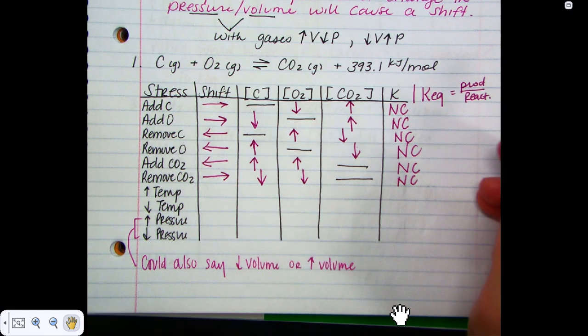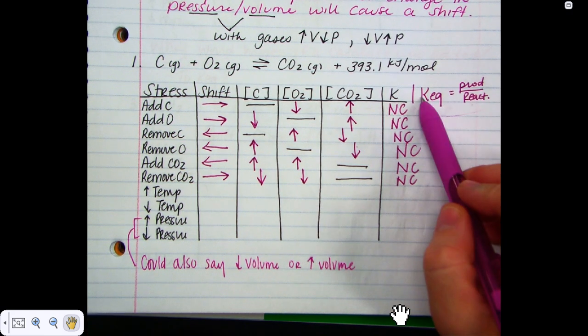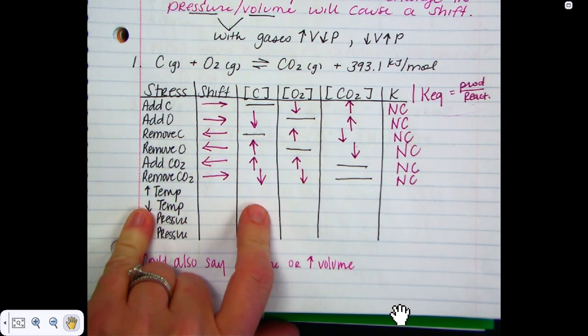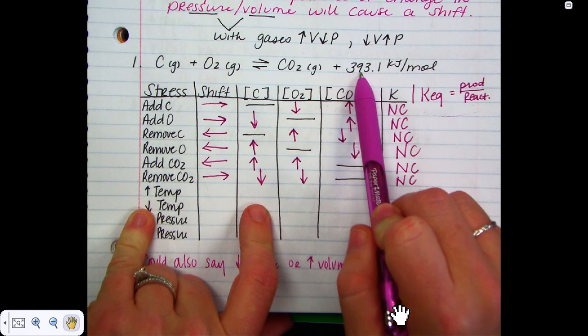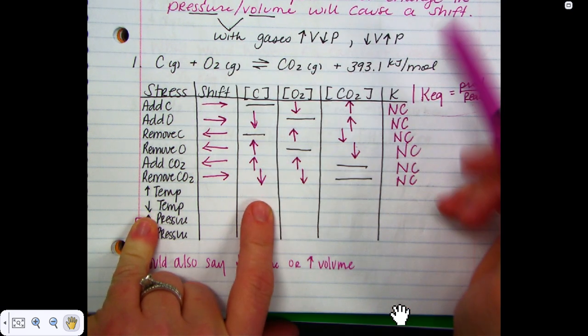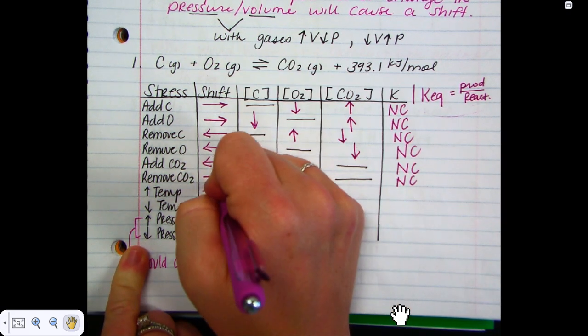Now, we do know that that will have an effect on KEQ, but first let's address what happens to the rest of the reaction first. So if my temperature goes up, it's like I'm adding heat. How do I get rid of that? I'm going to use it in the direction it's a reactant. So I'm going to go to the left.